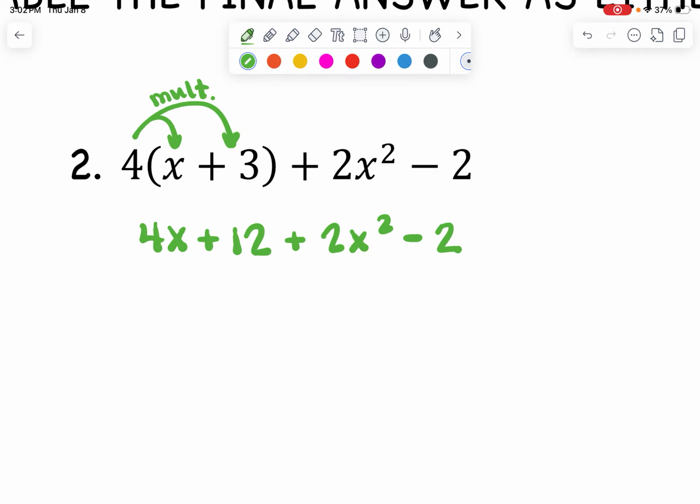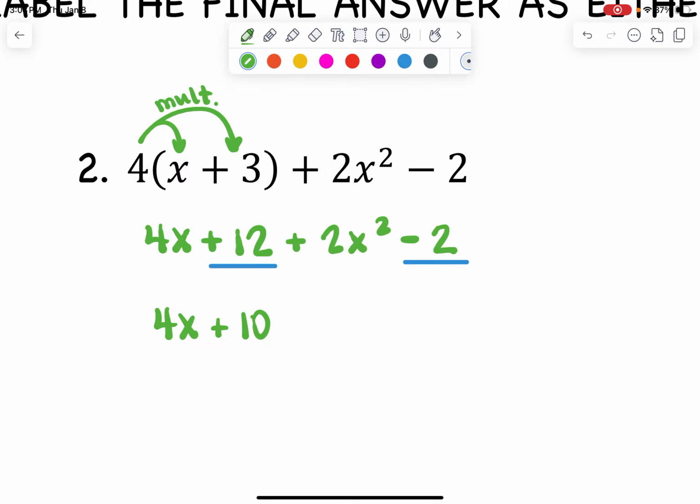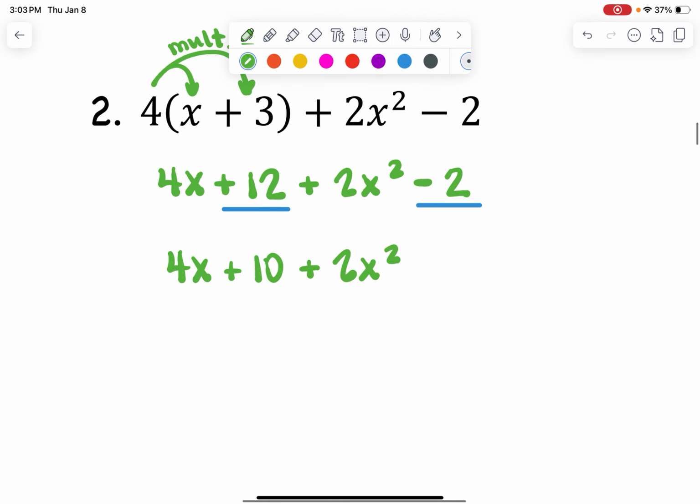And then I want to ask myself if I have any like terms. And it does look like we have a couple, right? We've got 12 and 2. So we do have some constants. But I do notice that there are no other x's to go with x's. Because remember, x's and x squared's not the same thing. All right, so I'm just going to bring down the 4x. 12 and negative 2 gives me 10. And then my 2x squared just comes down too, because I don't have any other x squareds. And so this would be my final answer.